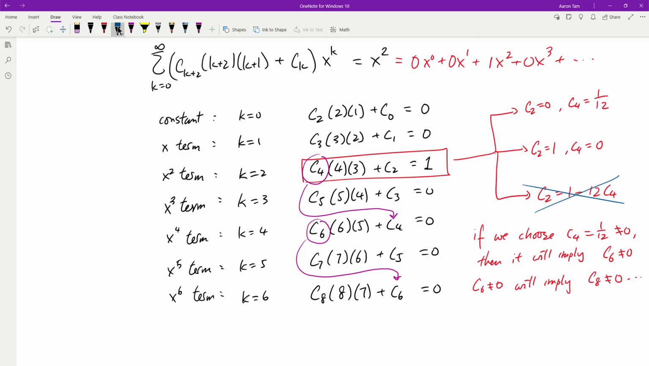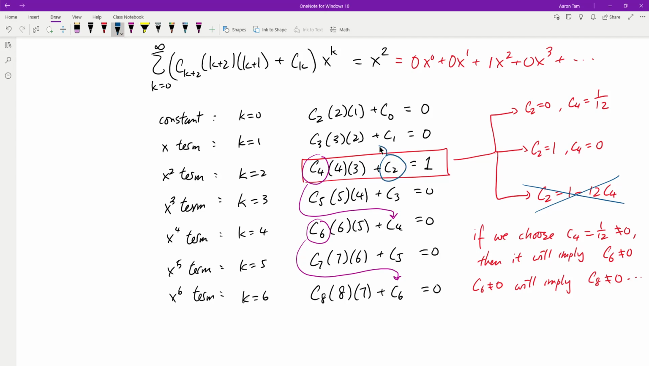What happens if I choose c sub 2 to be a number, but let c sub 4 be 0? If c sub 4 is 0, c sub 6 will be 0, and c sub 8 will be 0, and so on and so forth. But what kind of impact would making c sub 2 not 0 have? Well, let's see.